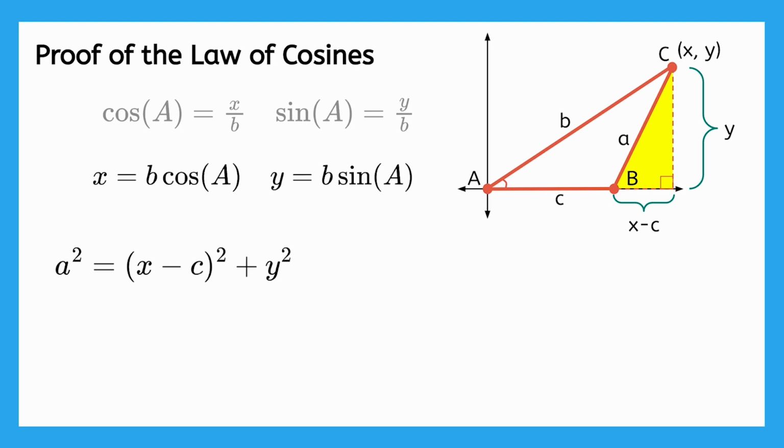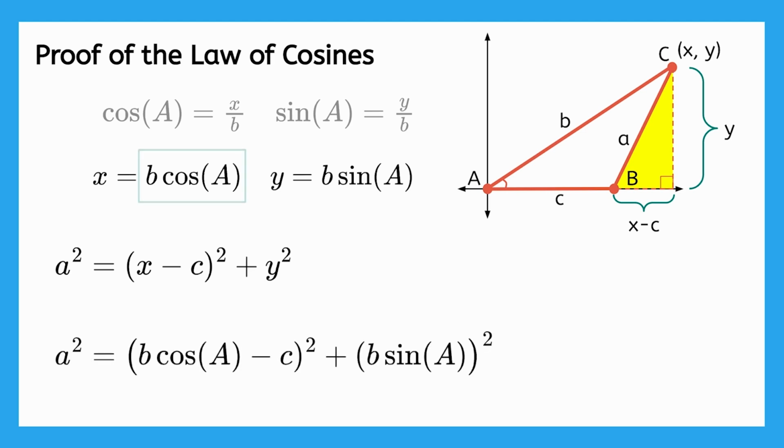Now it's time to use the sine and cosine equations we wrote a moment ago. Substitute b cosine of A for x and b sine of A for y to get a squared equals (b cosine of A minus c) squared plus (b sine of A) squared. Pause here if you need some time to verify what we've done so far. The rest of this proof relies on algebra and trig identities and not on the diagram.